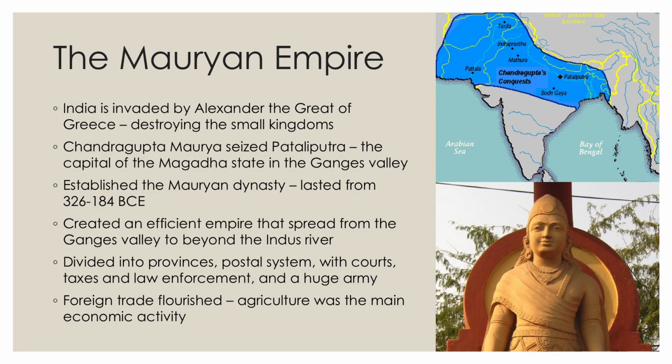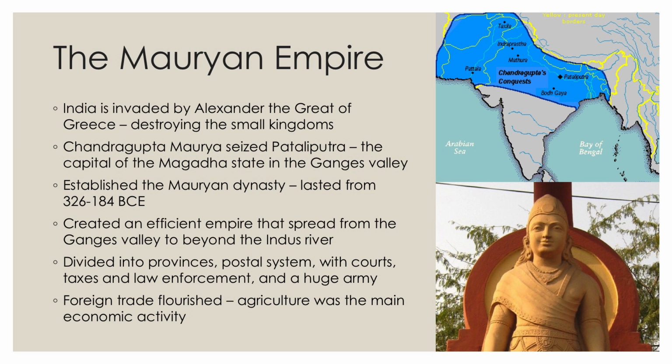The first main empire of ancient India was the Mauryan Empire. India had been invaded by Alexander the Great of Greece, and when he invaded, he destroyed the small kingdoms that were in place prior to that. However, after Alexander the Great's death, Indians united to throw off Greek rule.